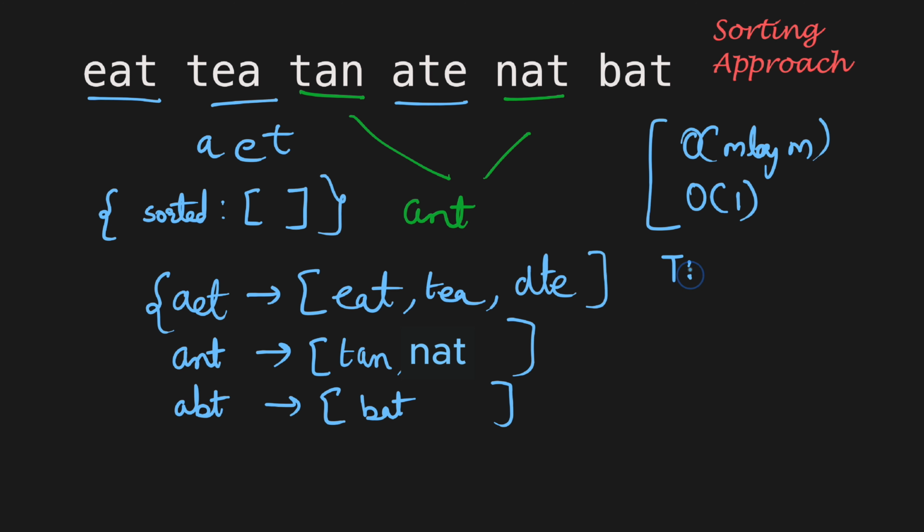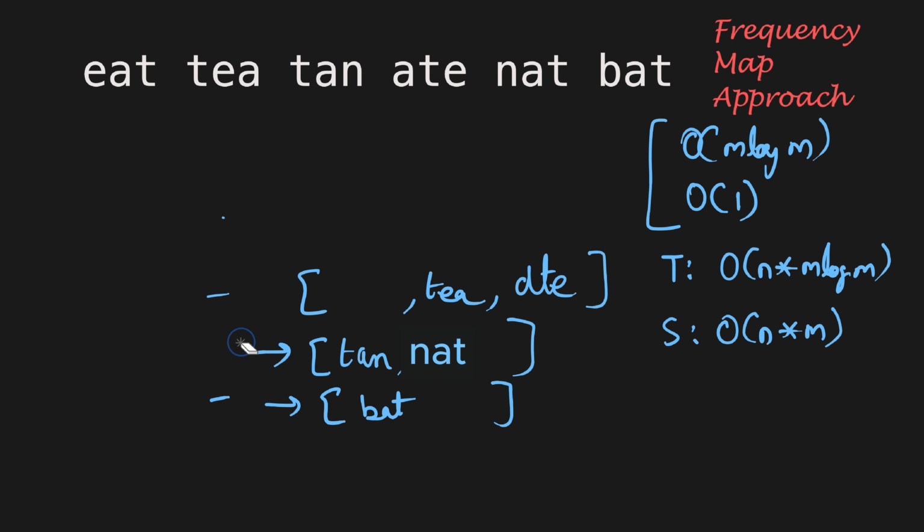Hence the overall time complexity will be O of n into m log m, and the space complexity will be O of n into m, because the hash map stores n sorted keys and their corresponding values, where we store n strings with the average length of m, resulting in space complexity of O of n into m. And sorting each string requires temporary space proportional to its length, which will be O of m. Hence the overall space complexity will be O of n into m.